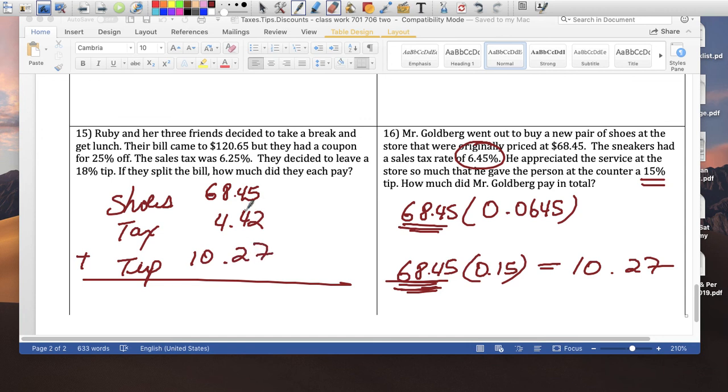Now you have all your components ready. 68.45 was the shoe, plus a tax of 4.42, plus a tip of $10.27. You are going to end up paying $83.14.